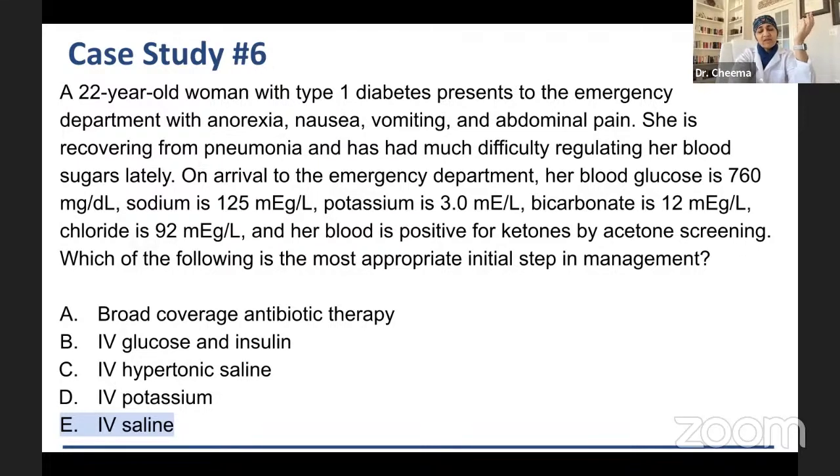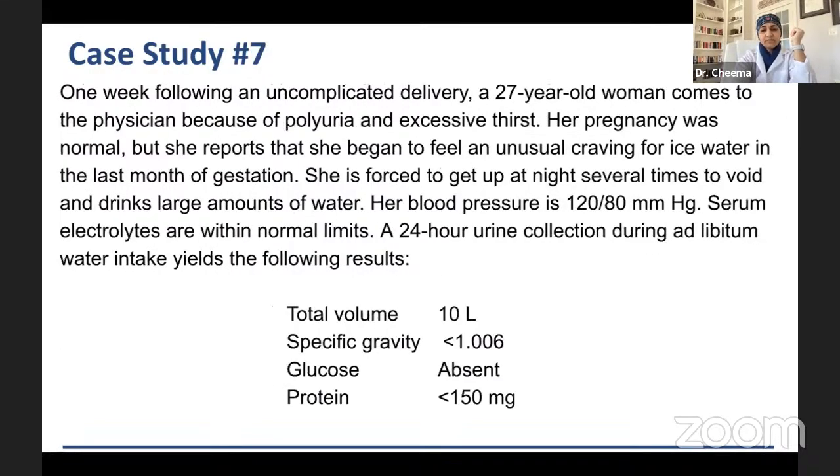And then administration of IV potassium, why do we need it? It can be needed as the patient's acidosis begins to correct and the serum potassium levels start to decline. In diabetic ketoacidosis patients, the total body potassium becomes depleted as a result of diuresis. So we can replete it, but the first initial step is IV hydration with normal saline or any fluid we have available. All right, so let's move on to the next case study.